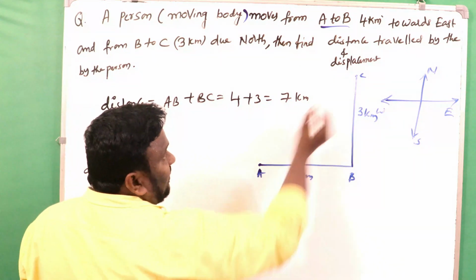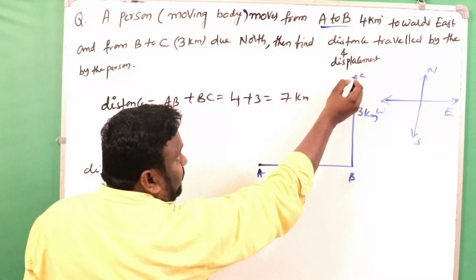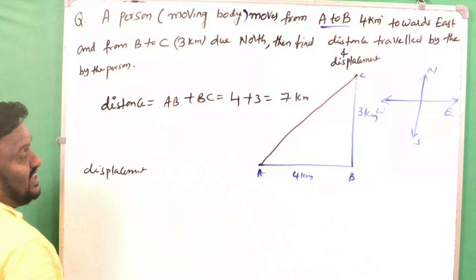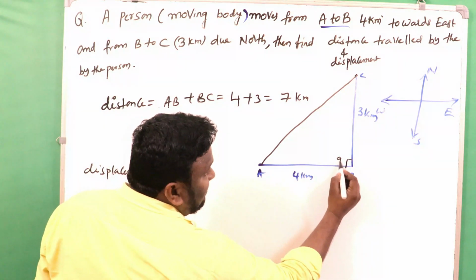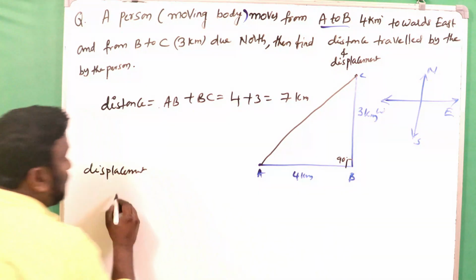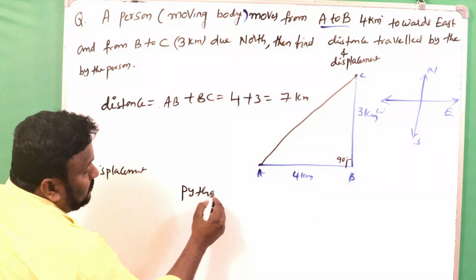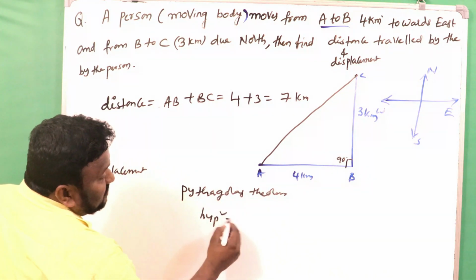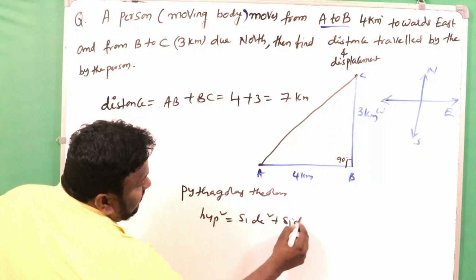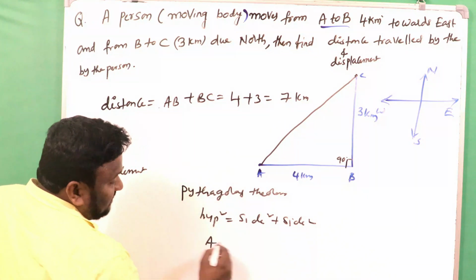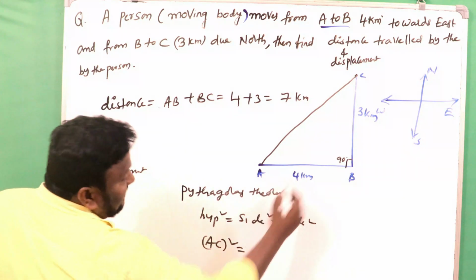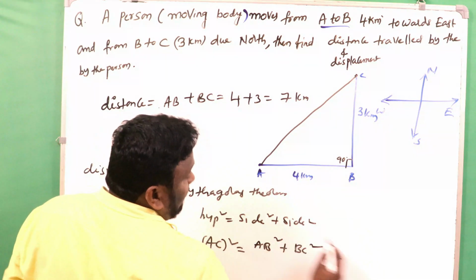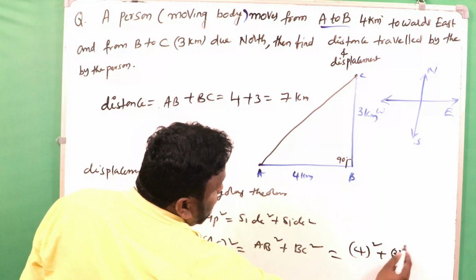So initial point is A and final point is C. This is the shortest path between A and C. Here the angle is 90 degrees. Then obviously according to the Pythagoras theorem, what do you write? Hypotenuse square is equal to side square plus side square. Here hypotenuse is nothing but AC, that is the displacement here. AC square is equal to AB square plus BC square. What is AB here? AB value is 4, whole square, plus 3 whole square.